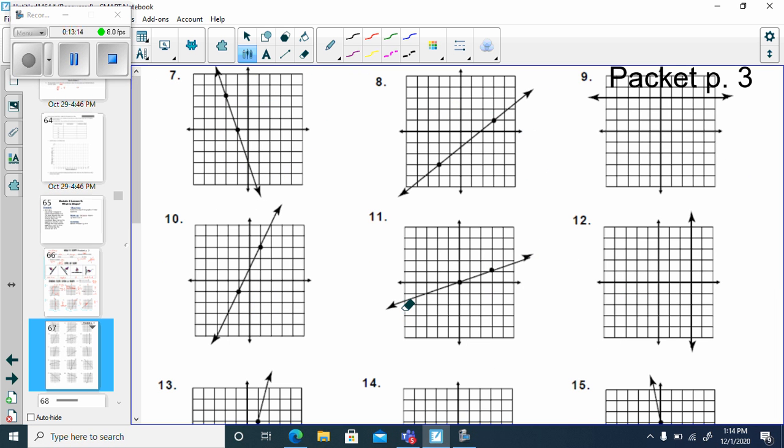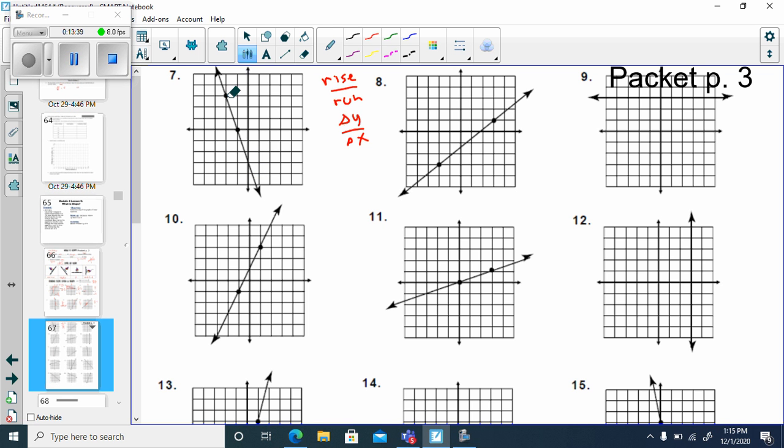The next page. Let's look at those. Let's find the slope on this one. We know the slope is negative because it's going down. We've talked about our slope. It's rise over run, or the change in y over change in x. I'm going to write this here. Rise over run. Same thing as change in y over the change in x. Up and down versus left and right.